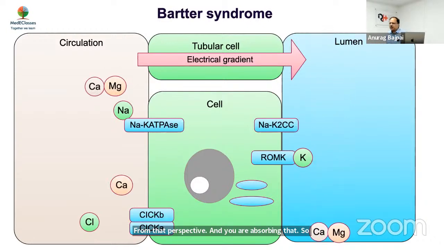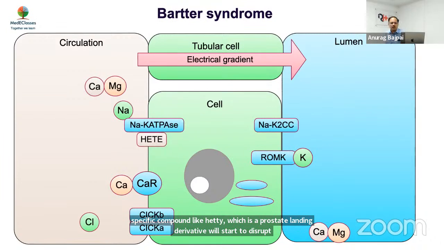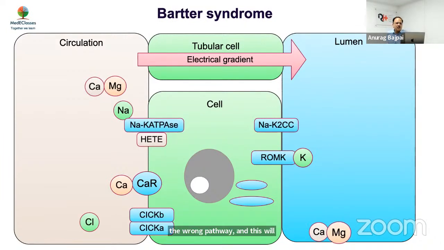Now in situations wherein you have more calcium, or if the whole process is affected, so if your calcium sensing receptor becomes hyperactive, a specific compound like 20-HETE, which is an arachidonic acid derivative, will start to disrupt the ROMK pathway. This will result in disruption of the sodium-potassium ATPase, and this ultimately will result in a scenario where all the gradient is lost, and you will be losing potassium, calcium, and magnesium, and the whole process becomes abnormal.